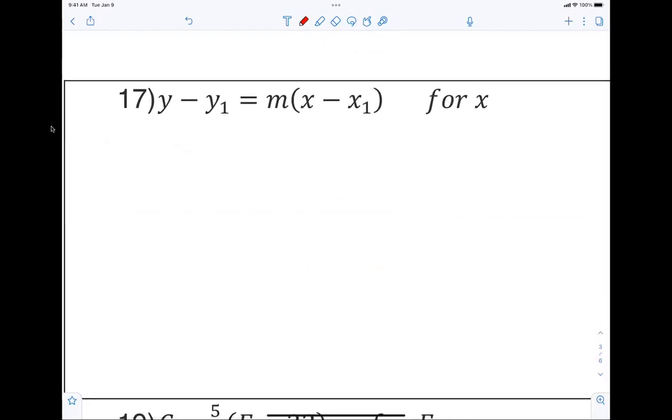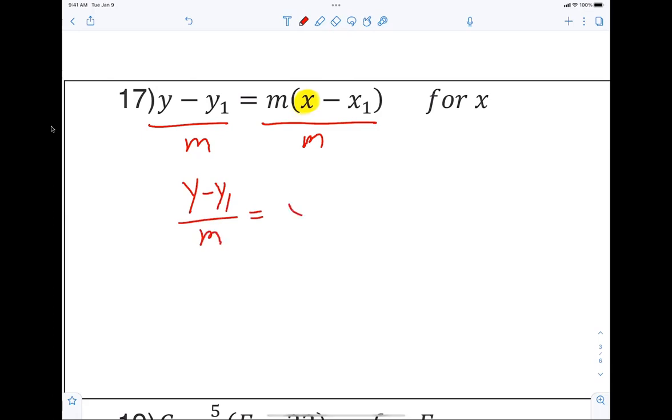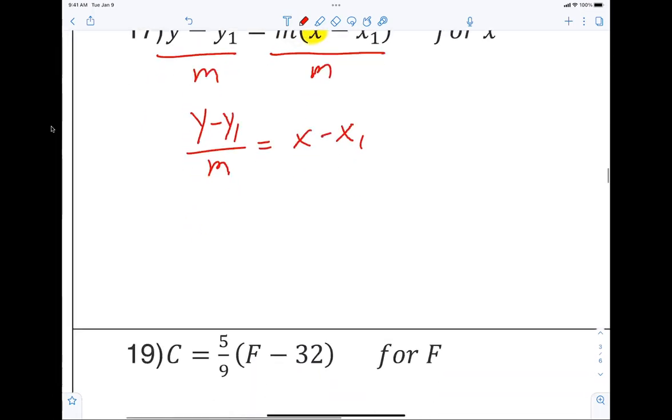Let's look at 17 now. Notice it's the same equation, but I'm solving for a different variable. I'm solving for x now. What can I do? Divide by m first. So I have y minus y1 over m equals x minus x1. And now what? That's exactly right. So x is equal to y minus y1 over m plus x1.